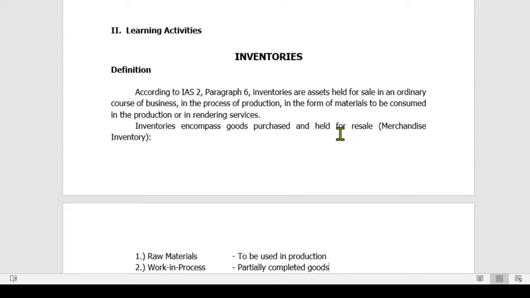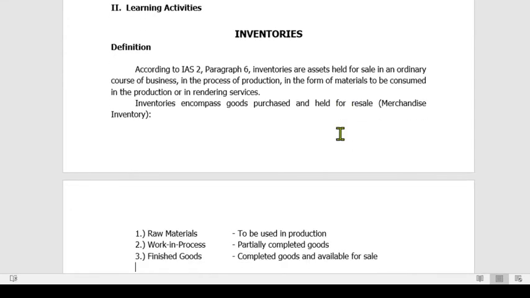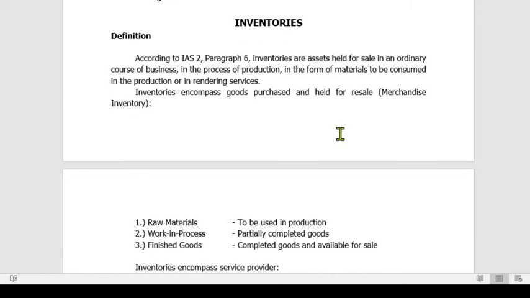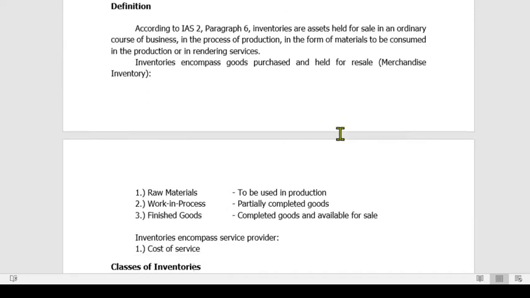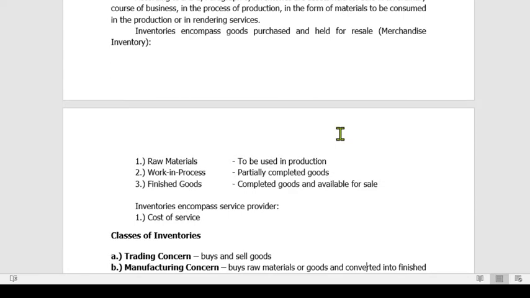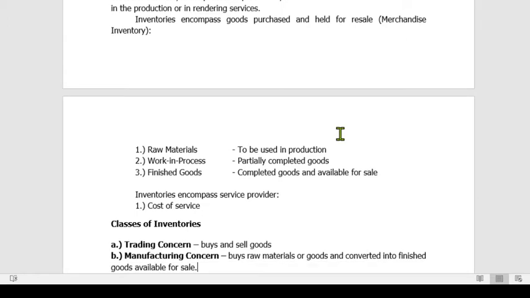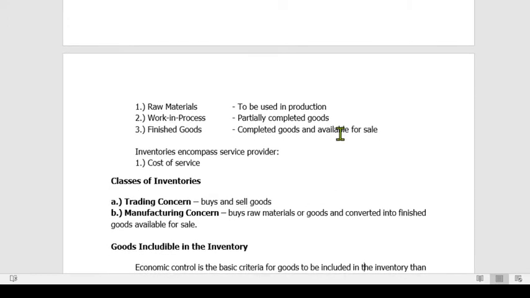Inventories encompass goods purchased and held for resale. It can be through manufacturing or through the merchandising operation. So the three major classifications: raw materials, work in process, and finished goods. Raw materials will be used in production. Work in process is used in the production but partially completed. Finished goods are completed goods, and these ones are the ones available for sale. The inventories also encompass the service provider's cost of service.